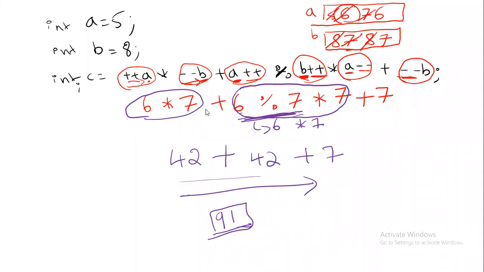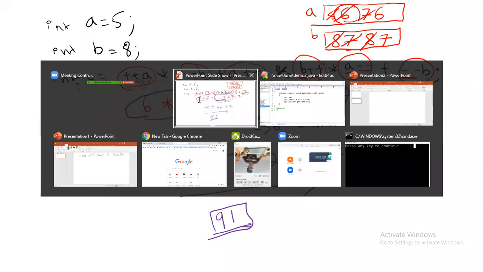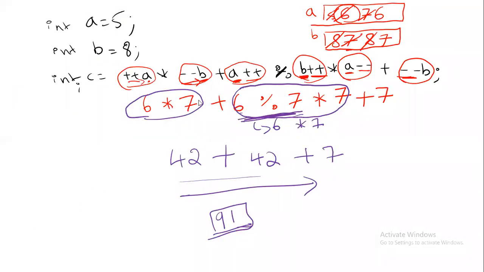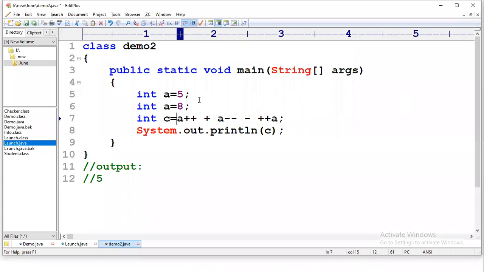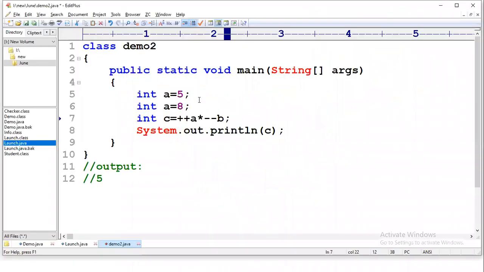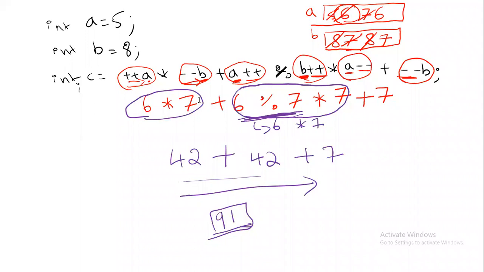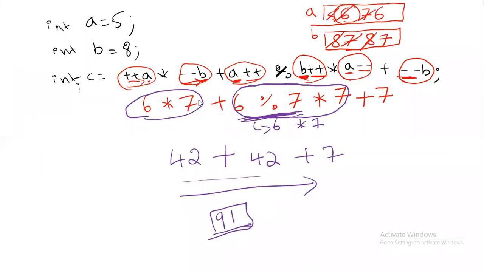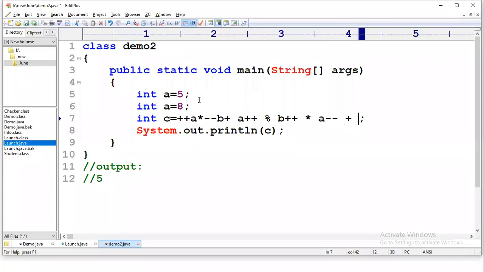Let's see this. int a equals 5, and int b equals 8, and I'm printing the value of c. So first what you're doing is ++a * --b, then plus a++ plus ++a plus a++ mod b++, into a-- into a-- plus --b.